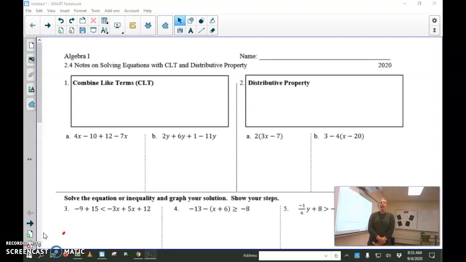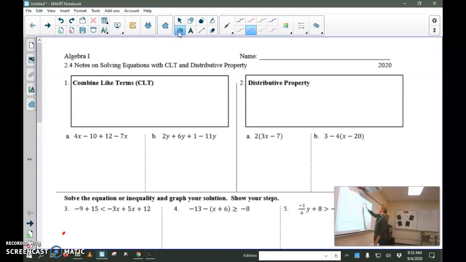We're going to go through the 2.4 notes together on solving equations and inequalities. But today we're adding another layer of combining like terms and using the distributive property. Okay? So let's just review combining like terms, or CLT.